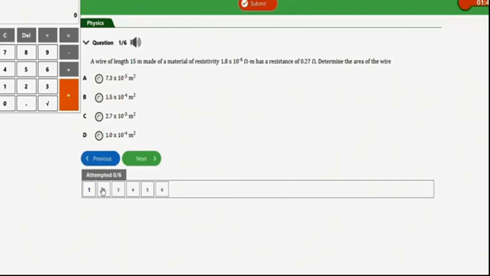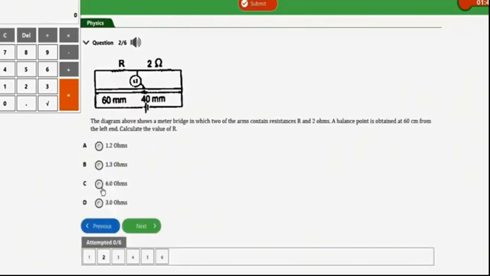So the next repeated question will be this question. It says the diagram above shows a metre bridge in which two of the arms contain resistance R and 2 ohms. A balance point is obtained at 60 cm from the left end. Calculate the value of R. So we have done metre bridge, we have solved problems on it previously. So the formula we are going to apply will be R1 over L1 equals R2 over L2.